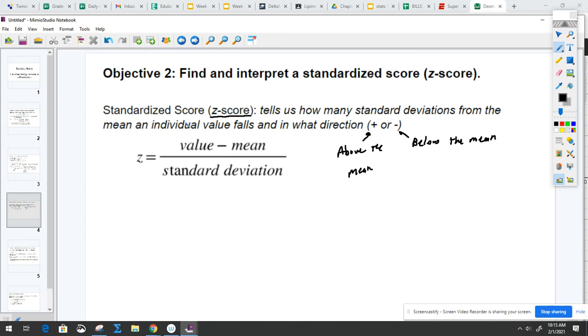So we take the value that we're looking at, we subtract the mean, and we divide it by the standard deviation. The nice thing is we get the mean from the stats applet. We get the standard deviation from the stats applet. So not a ton of work to do because the stat applet helps us out quite a bit. But where does this come into play?